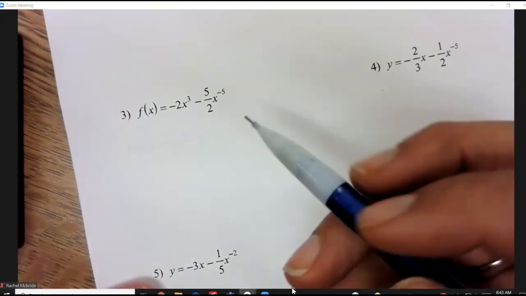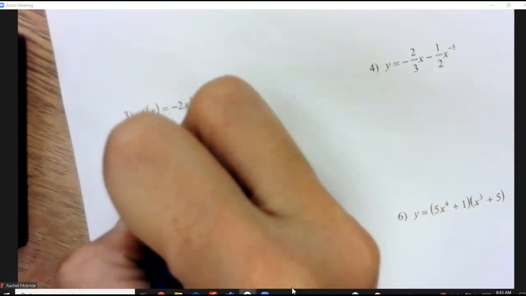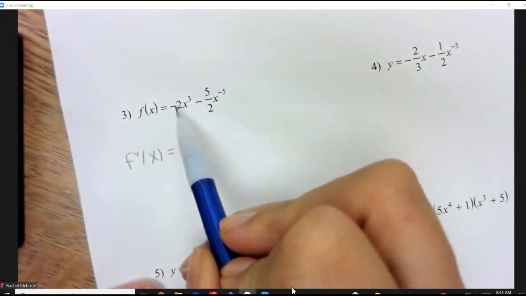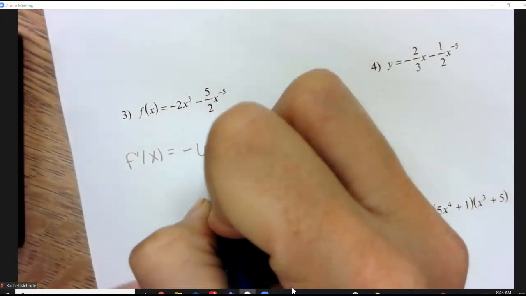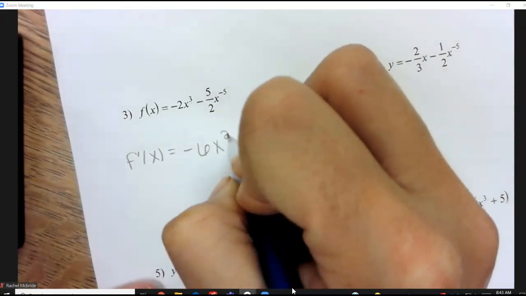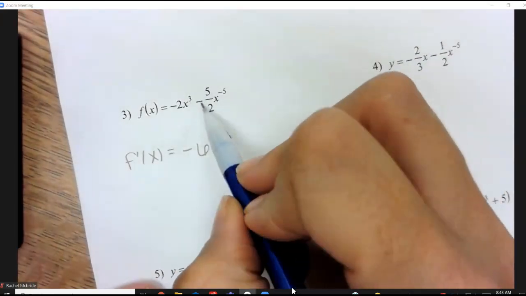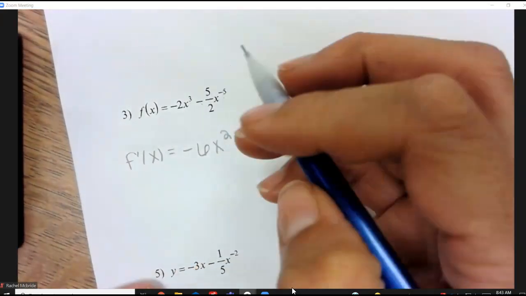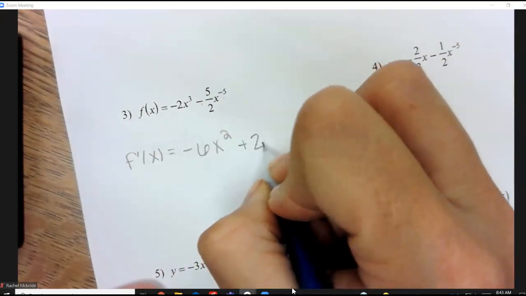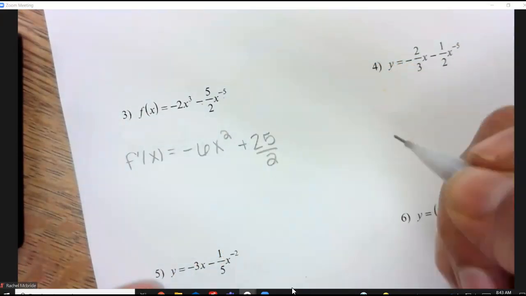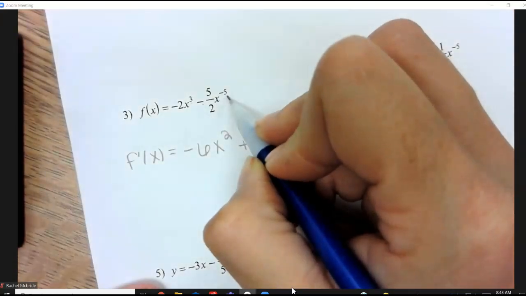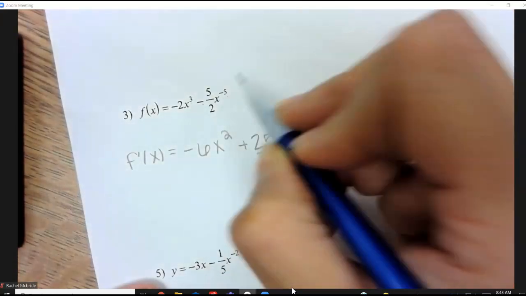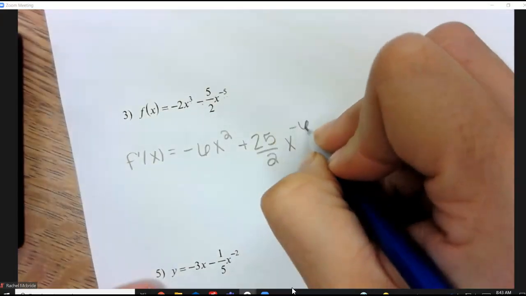So number 3, we have f prime of x equals, multiply your constant and your exponent. So you get negative 6x squared. Here you have a negative times a negative. So you get a positive 25 halves x. Now you're subtracting one away, so it becomes negative 6.